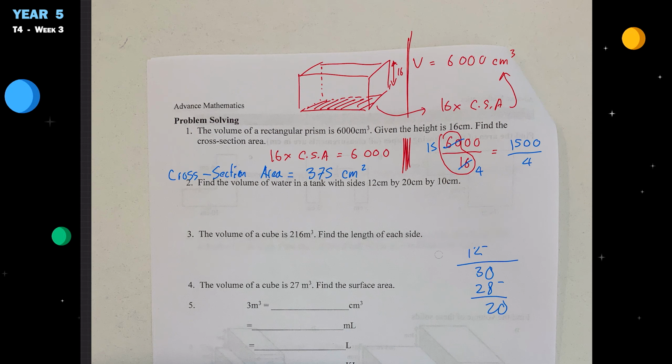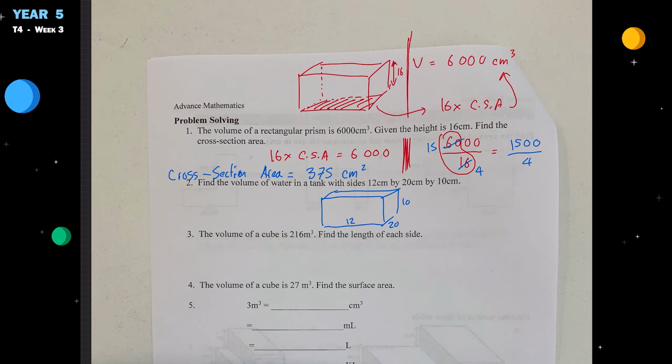Now the next one. It says find the volume of water in a tank with sides. Okay, so we're going to find the volume. You have a tank here. You have 12, 20, and 10. Find the volume, just multiply the numbers together and get the answer. Simple.